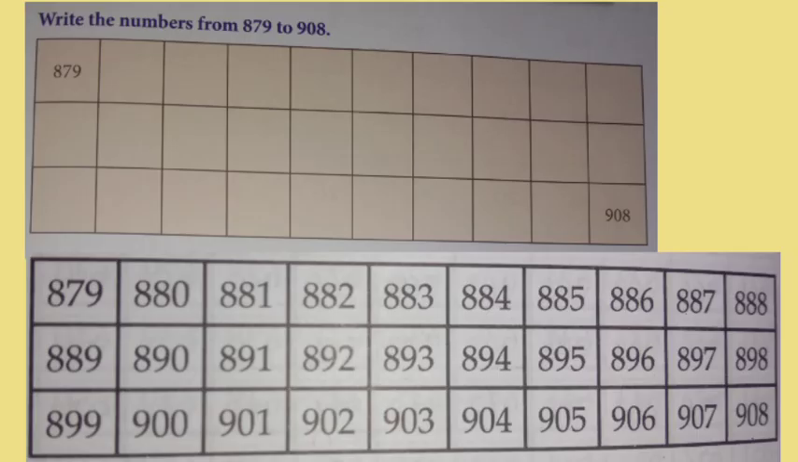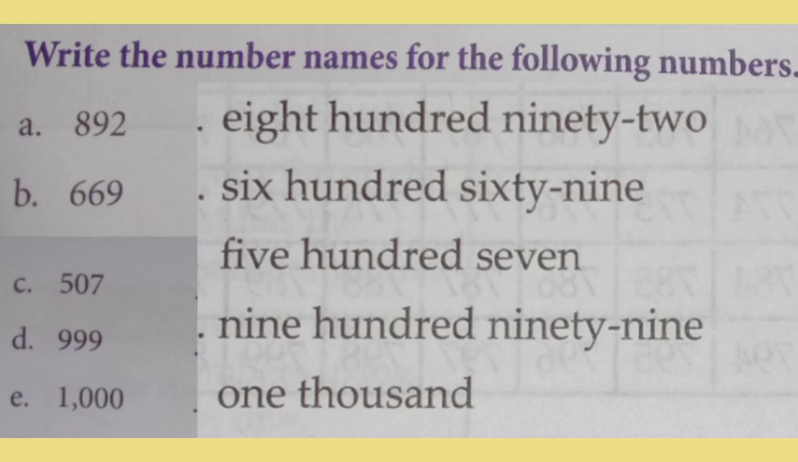Write the numbers from 879 to 908. The numbers are starting from 879, 880, 881, 882, 883, 884, 885, 886, 887, 888, 889, 890, 891, 892, 893, 894, 895, 896, 897, 898, 899, 900, 901, 902, 903, 904, 905, 906, 907 and 908.